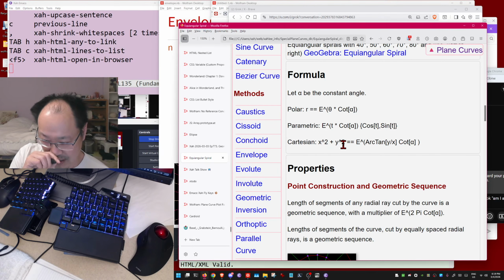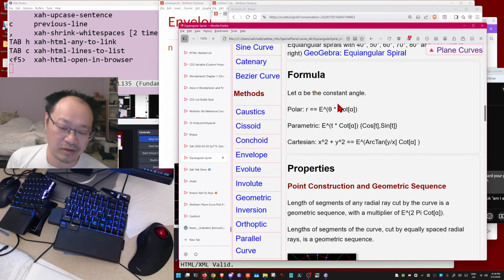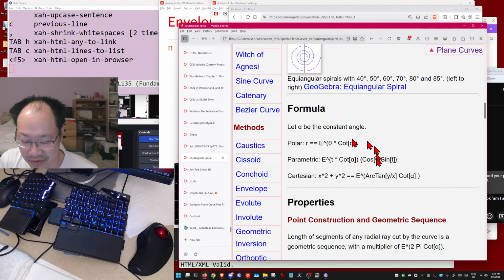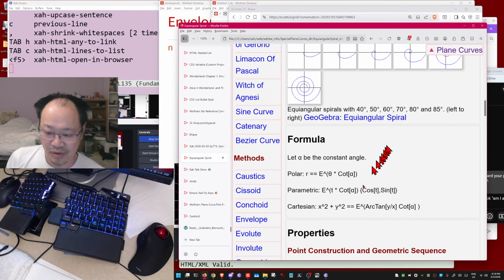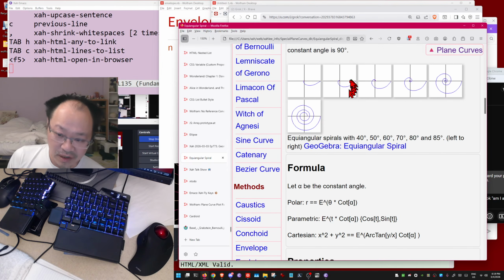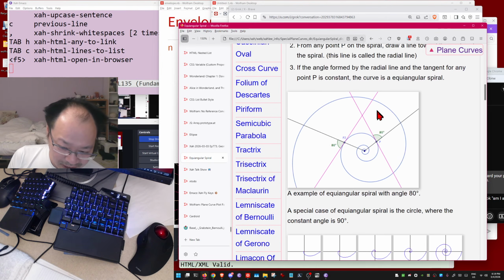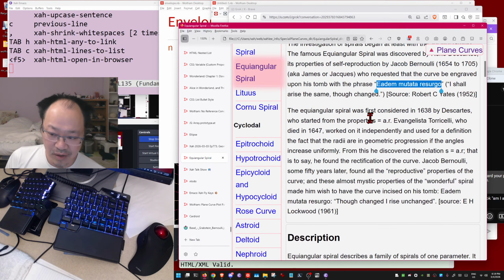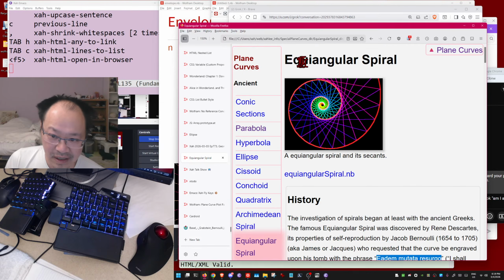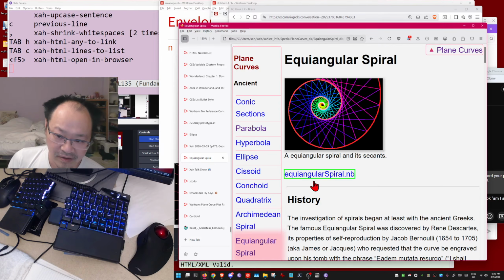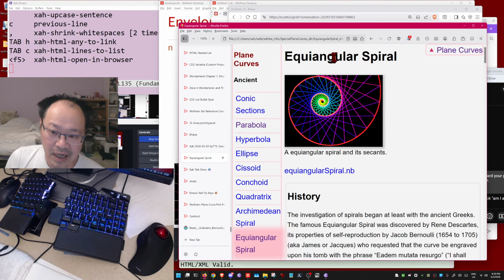Somehow I don't have the formula here. Annoying. I should add it, because it's well known as a logarithmic spiral. In fact, logarithmic spiral is the name I believe more popular than equal angular. Equal angular spiral is a better name because it describes the definition of this spiral. It's tantamount, it's equivalent to the definition of the spiral.